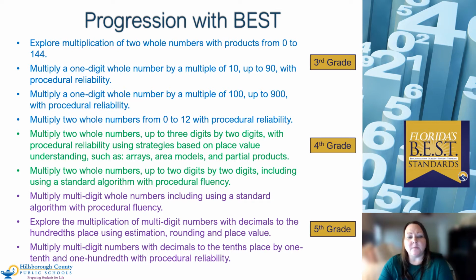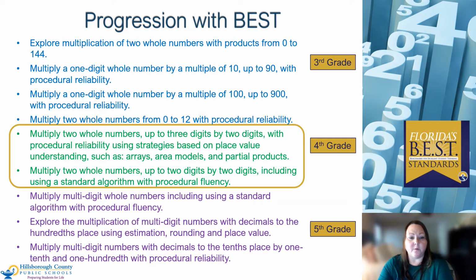In 5th grade, we extend off that. We're still using similar strategies, but now we're multiplying multi-digit whole numbers, including using a standard algorithm with procedural fluency for any combination, and then exploring the multiplication of multi-digit numbers with decimals to the hundredths, also using estimation, rounding, and place value, and multiplying numbers with decimals to the 10th place by 1/10 and 1/100th with procedural reliability. In this video, we're going to focus on the 4th grade standards where we're looking at arrays, area models, partial products, and how they all connect, and also how to connect them to a standard algorithm.